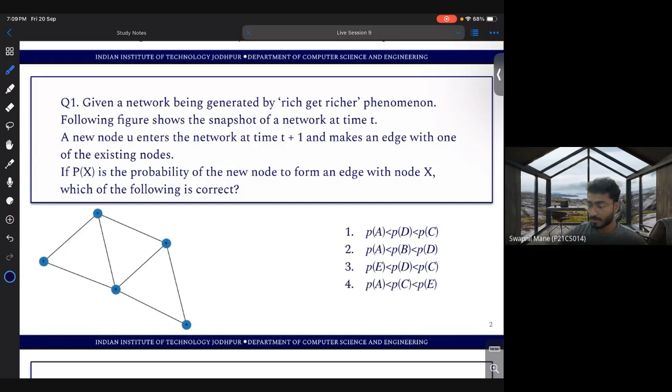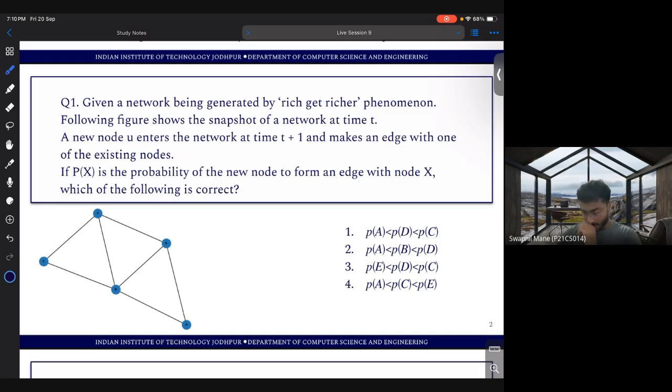So can you tell me what could be the answer for this question? In rich get richer, preferential attachment is at work, so there is a power law distribution, and we get a curve like this. Rich get richer means there is a high number of nodes with low degrees, and a low number of nodes with higher degrees. Can anyone answer this question?